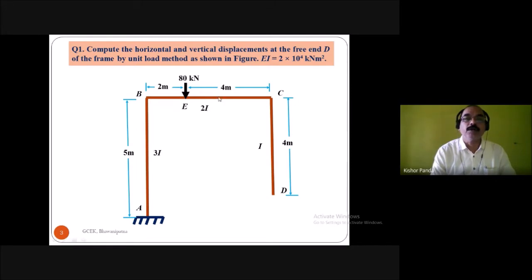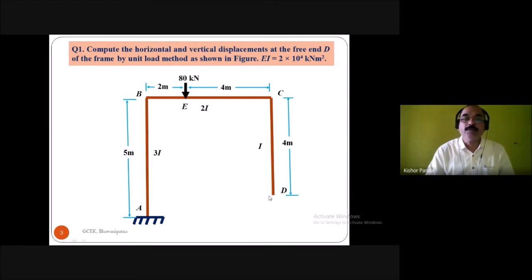On the horizontal member BC, there is a concentrated load of 80 kilonewton at a distance of 2 meters from point B and 4 meters from point C. The moment of inertia is given as 3I for AB, 2I for BC, and I for CD. The lengths are: AB vertical member 5 meters, BC horizontal member 6 meters, and CD vertical member 4 meters. You have to find the horizontal and vertical displacement at the free end D.